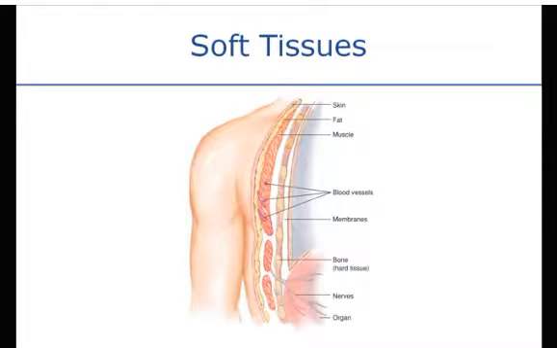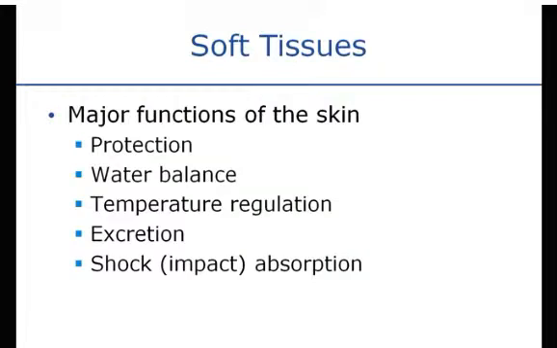So here's just an example of those soft tissues. You've got skin, you've got fat, you've got muscle, you've got blood vessels, you've got membranes between the ribs there, bone, which is considered hard tissue, and then you've got your nerves and organs below the soft tissue.